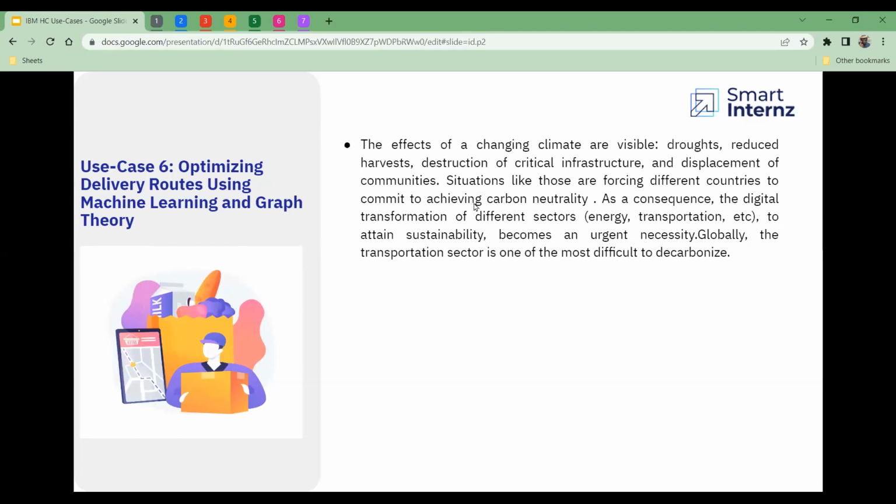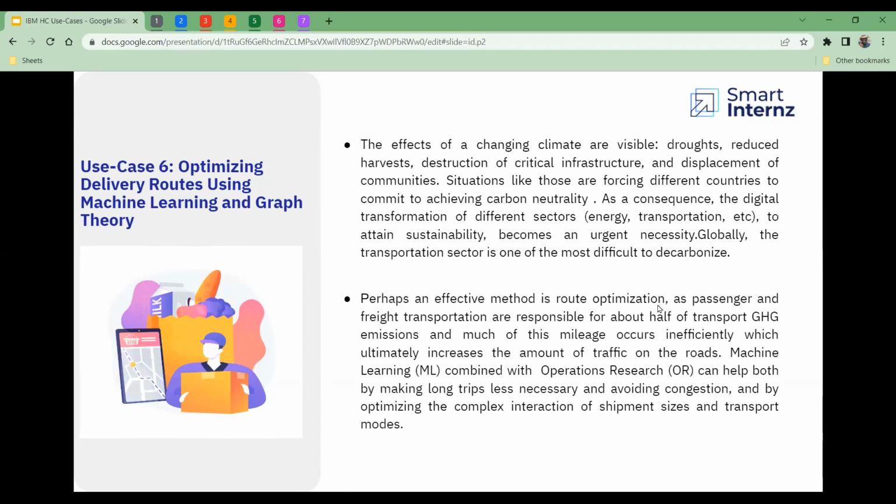Okay, so perhaps an effective method is route optimization. What happens is, if we have a good routing engine, let's assume this delivery boy has 10 products to deliver today, and you give him the map: this is the first product you have to deliver here, this is the second, the third. What if we can generate a route optimization, where he can reach in less time by traveling less distance? At most, we are reducing some amount of carbon emissions. So route optimization is a simple one we can effectively implement.